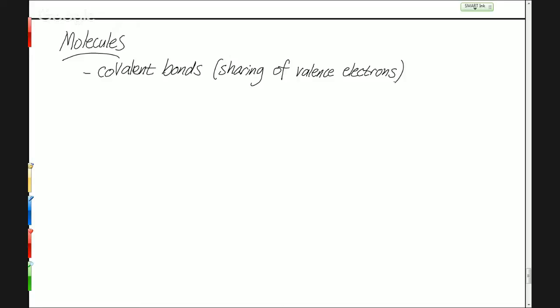Ionic compounds don't share electrons. You have positive ions, you have negative ions. They keep all their electrons, and they just kind of hang out around each other because negative and positive attract through those, we call that electrostatic forces.